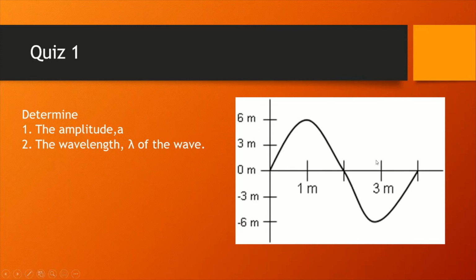Look at this graph. Is it the displacement against time graph or the displacement against distance graph? Look at the unit. Even though it's not labeled, by looking at the unit we will know what type of graph it is. This is in meters and this is also in meters. Therefore, it is a displacement against distance graph. From it, we can determine the amplitude and also the wavelength. So how much is the amplitude? This is our amplitude, so 6 meters. And the wavelength? Of course, it is 4 meters. Amplitude 6 meters and wavelength 4 meters.